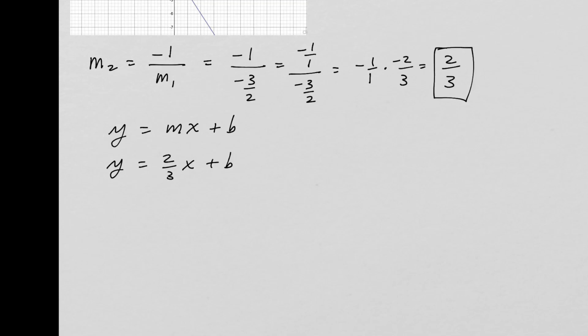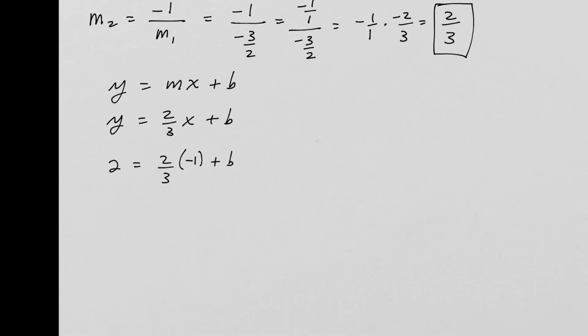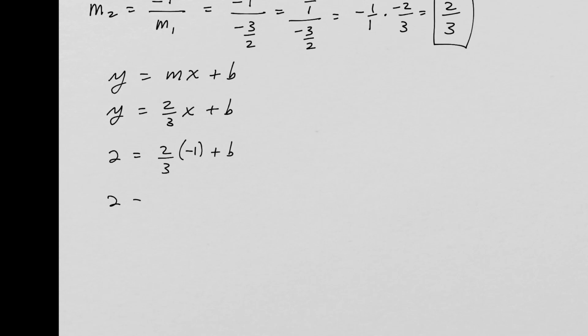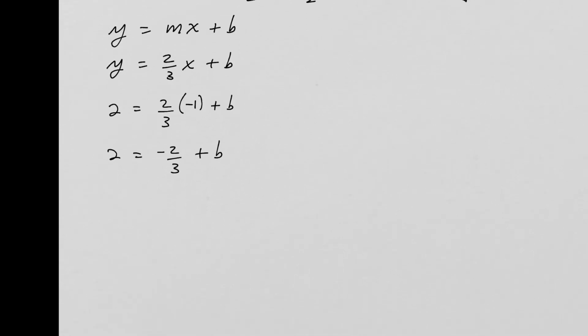So where I have a y, I'll plug in 2. Where I have an x, I'll plug in negative 1. So then this is going to be 2 is equal to negative 2/3 plus b. And now I need to find b, right? So I need to add 2/3 to both sides.